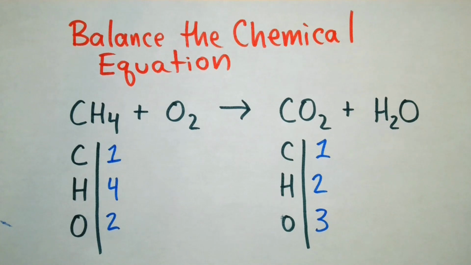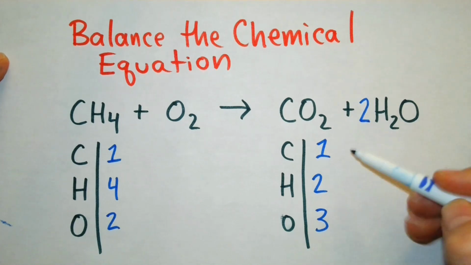Okay, and so now what we want to do is look to see what's unbalanced. We usually do the nonmetals first, but our carbons are already balanced. Our hydrogens are out of balance, and our oxygens are out of balance. So typically we want to try to balance the hydrogens before we do oxygens, because oxygens are sometimes a little bit more complicated. If we have 4 over here and 2 over here, what number times 2 gives us 4? Well, that's 2, so we'll put a coefficient of 2 right here.